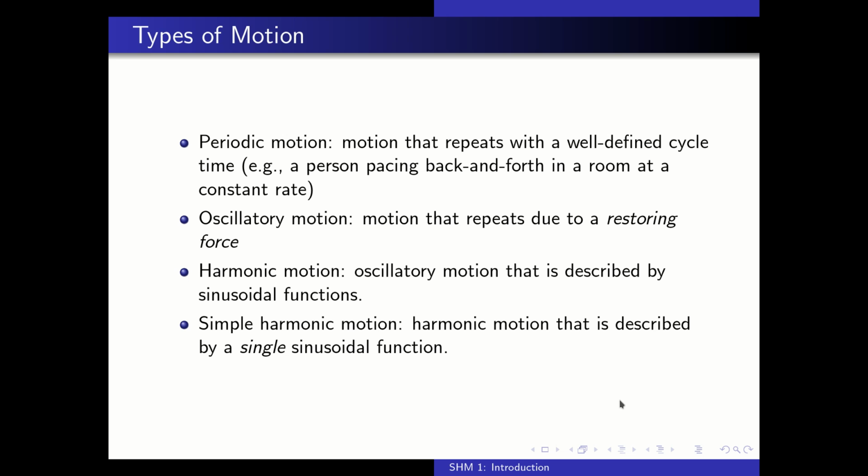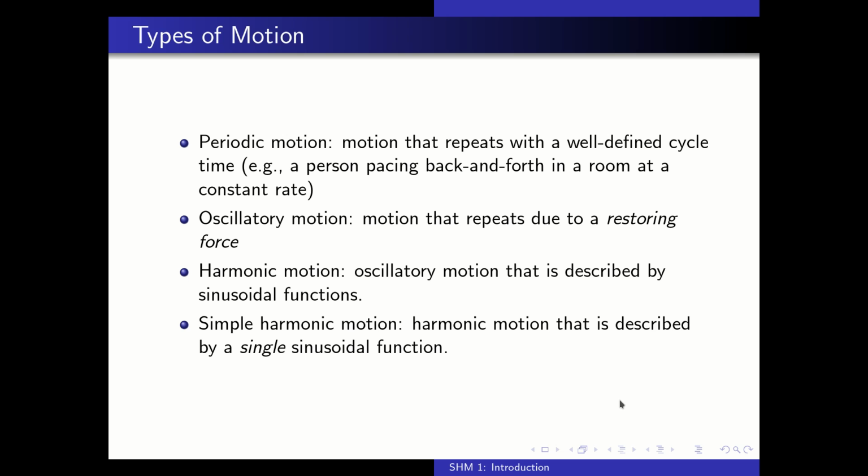Now, oscillatory motion is a little bit different. It looks like periodic motion. Say that person pacing back and forth happens, it could repeat very, very regularly. It's not oscillatory. Oscillatory motion occurs because there is some force that is drawing an object back to an equilibrium position. Now remember from the first semester definition of equilibrium, when an object is in equilibrium, the net force is equal to zero. In oscillatory motion, when an object is displaced from that equilibrium, a force pushes it back towards that equilibrium.